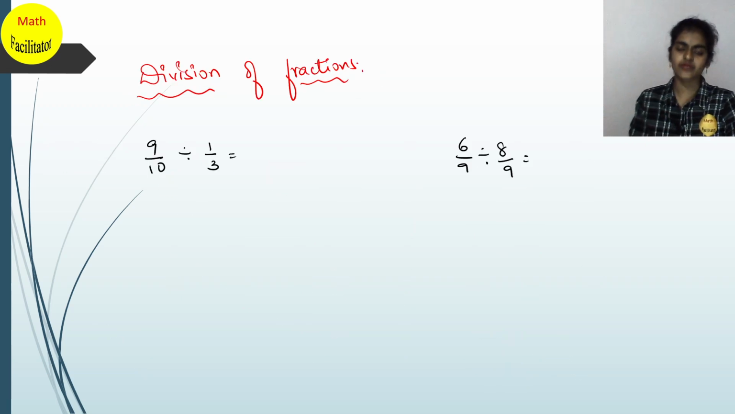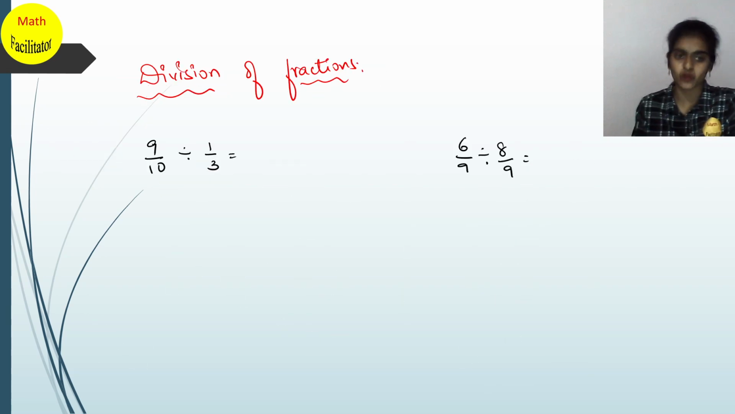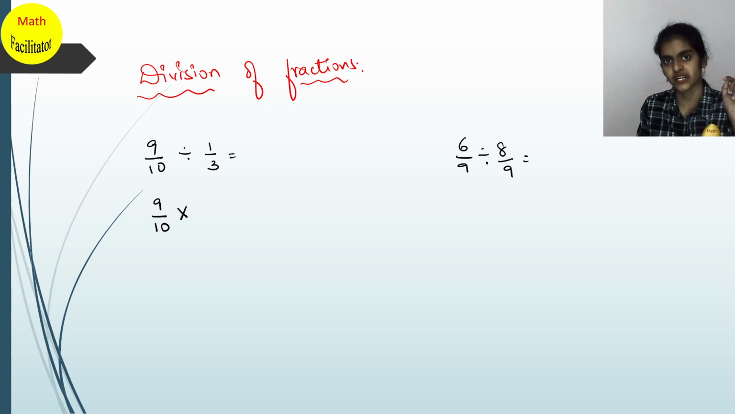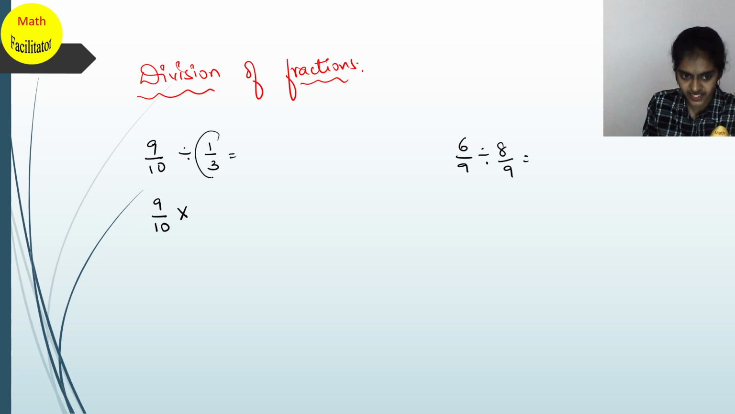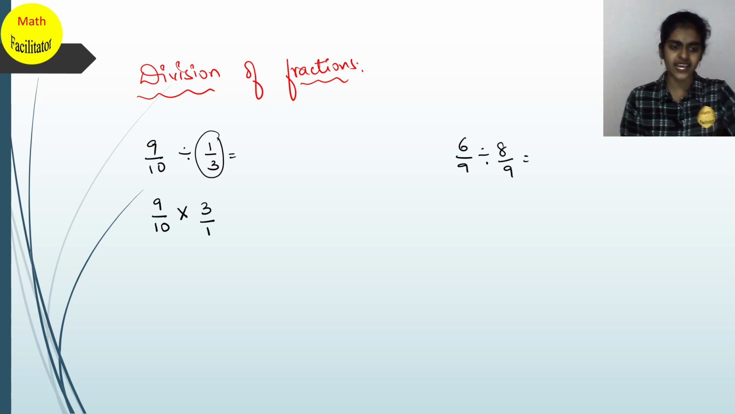Okay. Let's move on to division of fractions. Now, if multiplication is easy for you, division will be even easier. How? In multiplication and division, you will add one more step. Just write the first fraction, 9 by 10, as it is. This division symbol, you will write as a multiplication symbol. And the second fraction becomes its reciprocal. So 1 by 3 becomes 3 by 1. So first step, first fraction you write as it is, division becomes multiplication, and then you take the reciprocal of the second fraction.